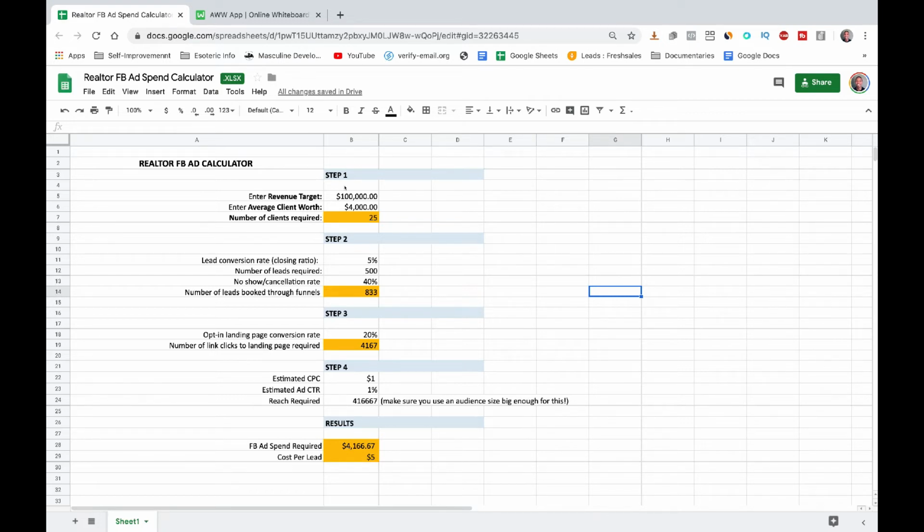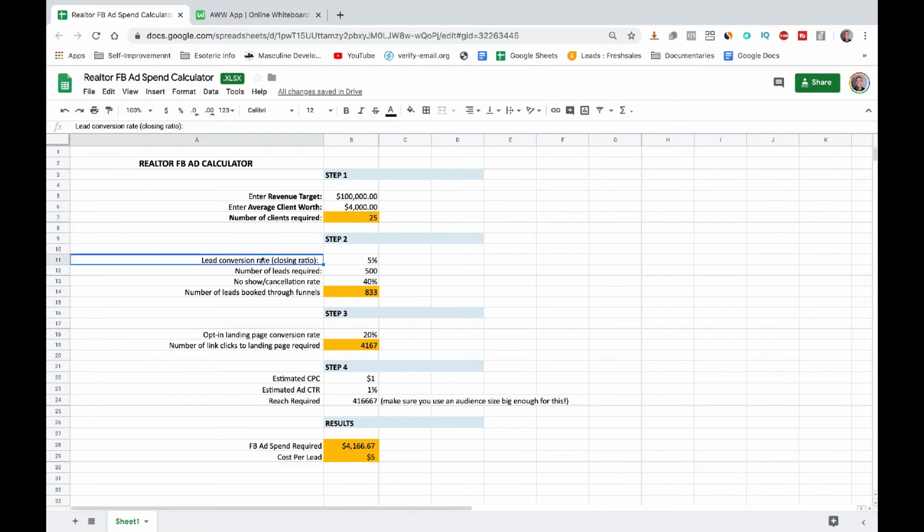So essentially what you can do here is enter your revenue target. If you want to make $100,000, just like I said in the previous example, and let's say the average client worth, which could also be a commission, is around $4,000, that basically means you'd need about 25 clients in order to make $100,000. So 25 clients divided by 12 months is basically around two deals a month, and then a month where you're closing three deals.